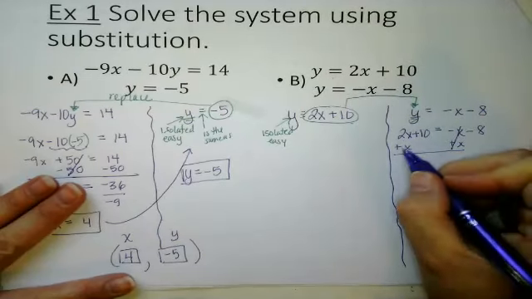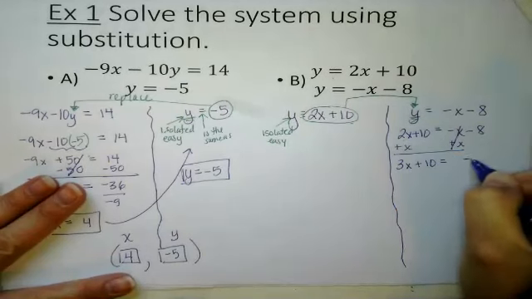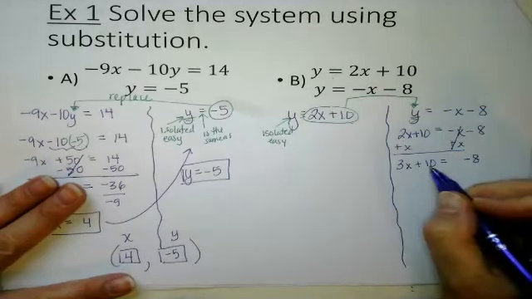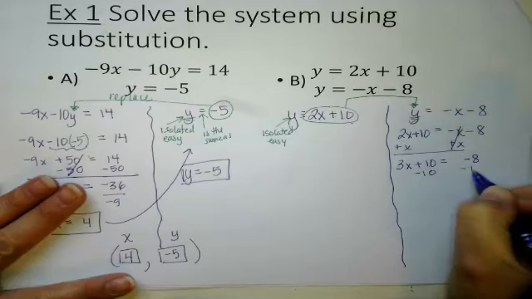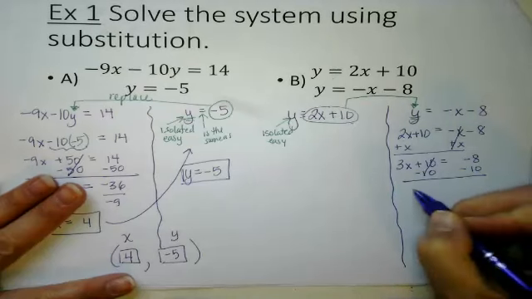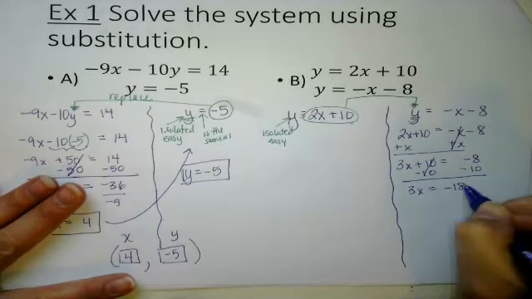2x plus 1x is 3x. And now I got numbers here. They need to get together, so I'm going to move the 10. So I'm going to subtract 10 from both sides. -8 and a -10 make -18.